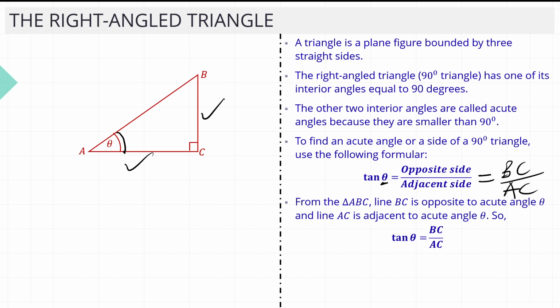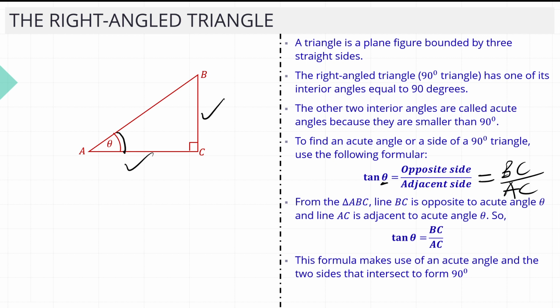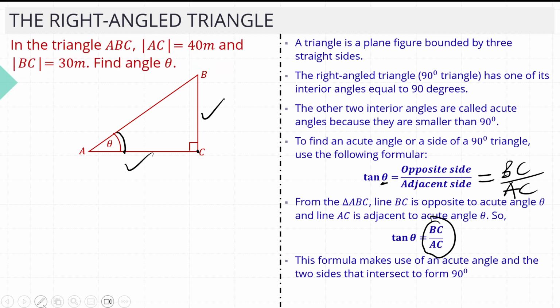Now, one key thing we should note is that this formula makes use of an acute angle and the two sides that intersect at 90 degrees. So as we can see in the figure, the line AC and the line BC intersect at 90 degrees. These two sides that intersect at 90 degrees are the ones we have in the formula here.